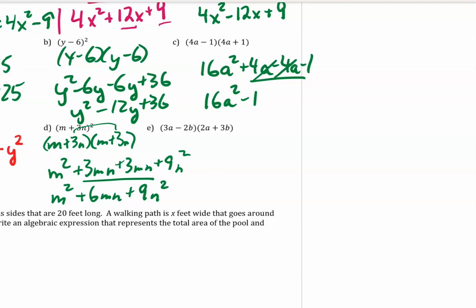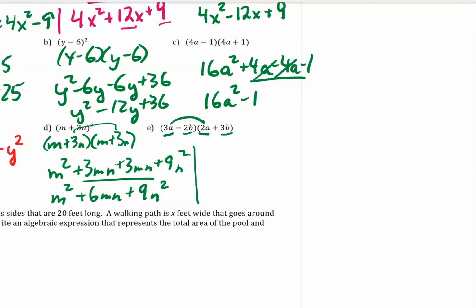My last problem. Well, this doesn't look the same, does it? Because I have 3a and I have 2a. That's not the same term. I have negative 2b and positive 3b. Those aren't the same term either. Our coefficients are different. So let's just go ahead and multiply these together by distributing.